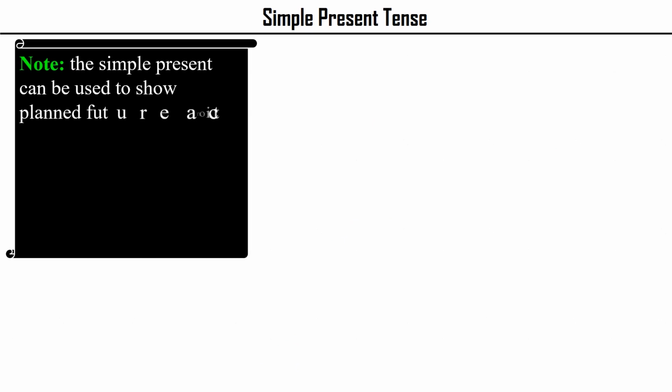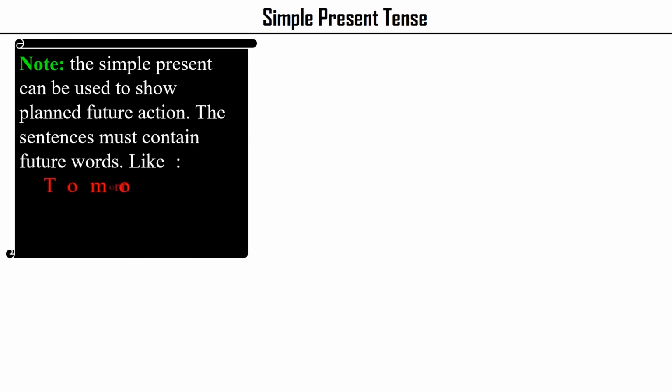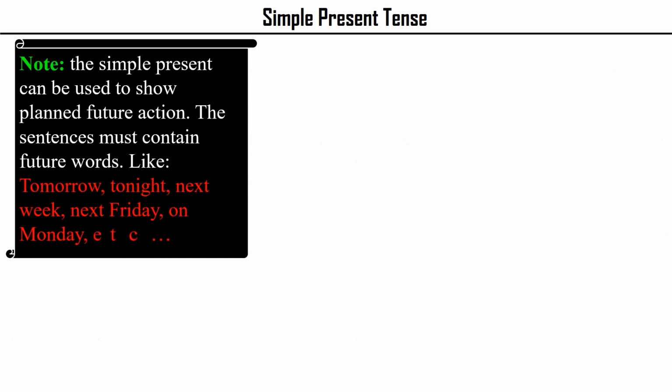Note, the simple present can be used to show planned future action. When the simple present tense shows planned future action, the sentences must contain future words like tomorrow, tonight, next week, next Friday, on Monday, on Tuesday, on Friday, etc. For example, the new classes begin tomorrow. Here, tomorrow is a future time expression.